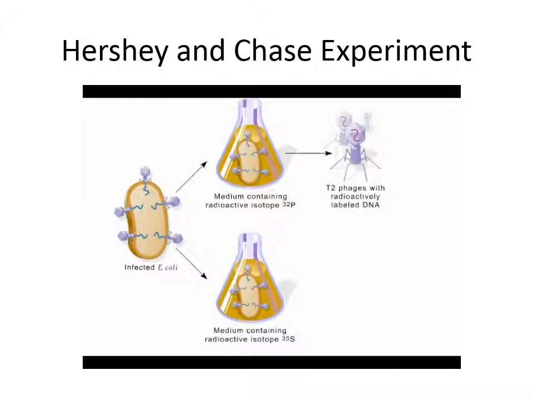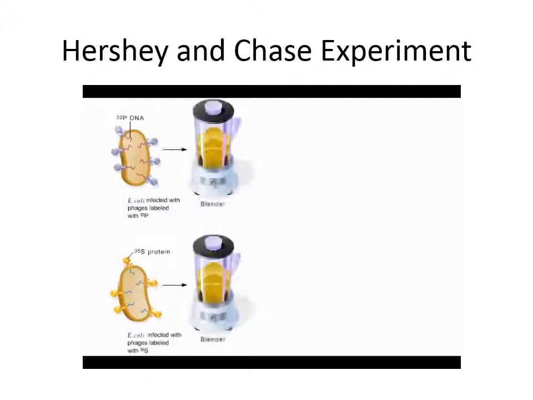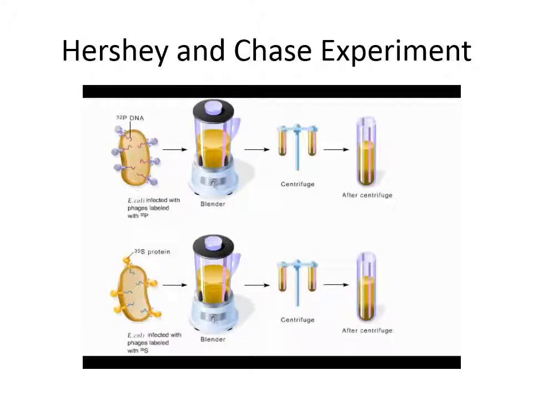All the phages released from the bacteria grown in the phosphorus-32 medium had radioactively labeled DNA, while all the phages released from the bacteria grown in the sulfur-35 medium had radioactively labeled proteins. In the next phase of their experiment, Hershey and Chase infected E. coli with the two types of labeled T2. They then used a blender and a centrifuge to separate the protein parts of the phage, called the phage ghosts, from the rest of the infected cell.